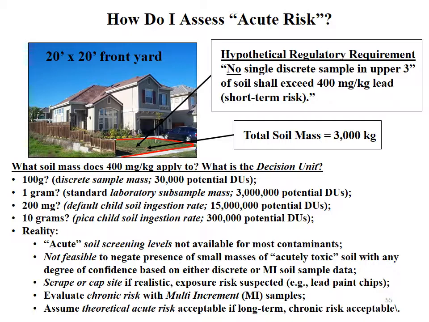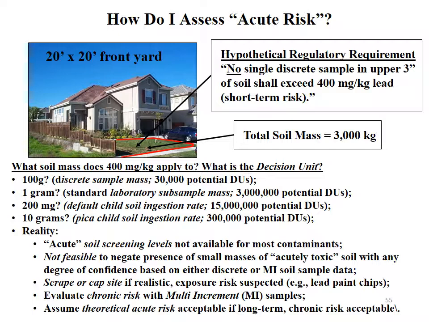Well, what does a 1-gram mass have to do with risk assessment anyway? Well, nothing. From a risk assessment standpoint, the risk assessors are asking this: I should be looking at 200-milligram masses. That's the default child ingestion rate that we're currently using. Well, now I have 15 million potential 200-milligram masses of soil in that front yard. So how many of those do I need to test to demonstrate that no single 200-milligram mass of soil exceeds 400 milligrams per kilogram? Well, you can see this is getting pretty absurd.